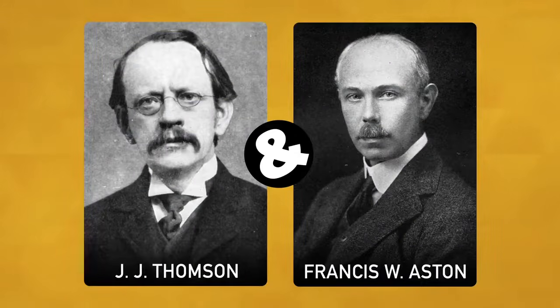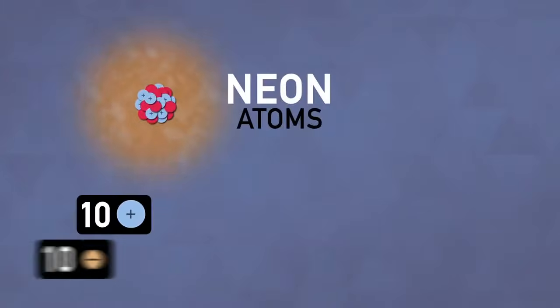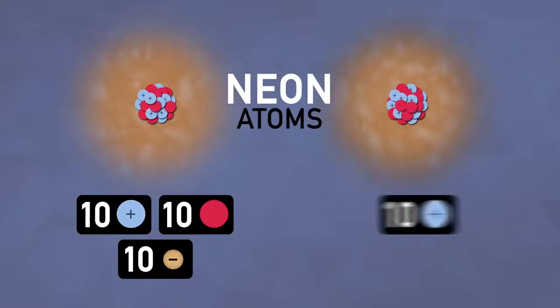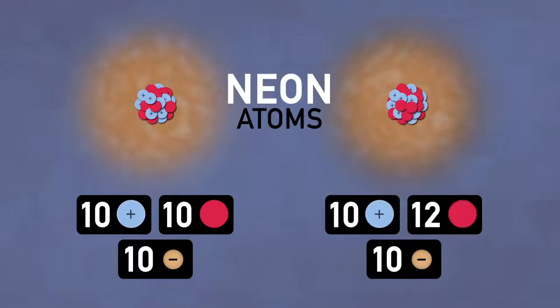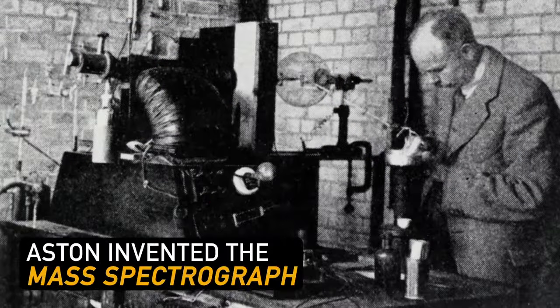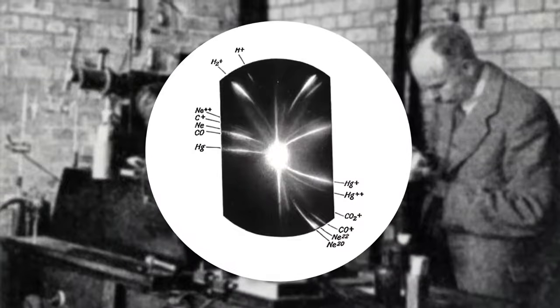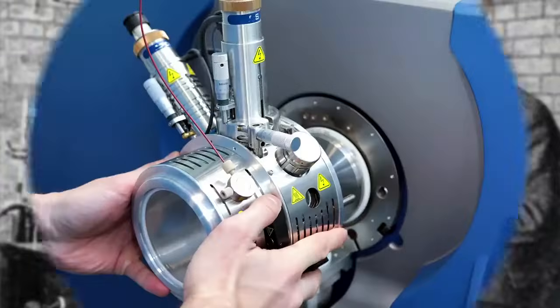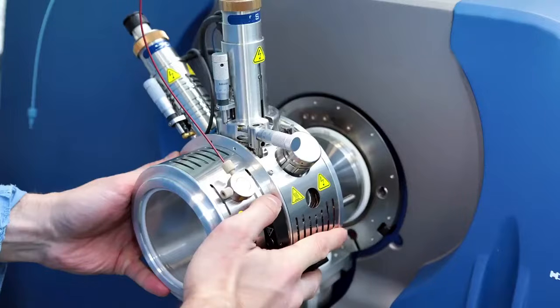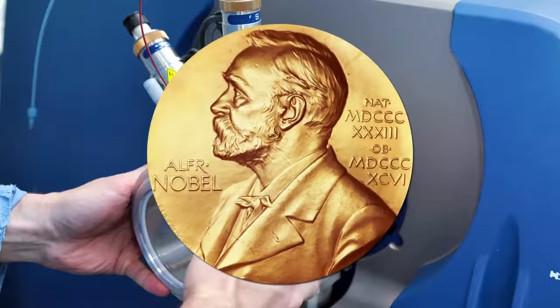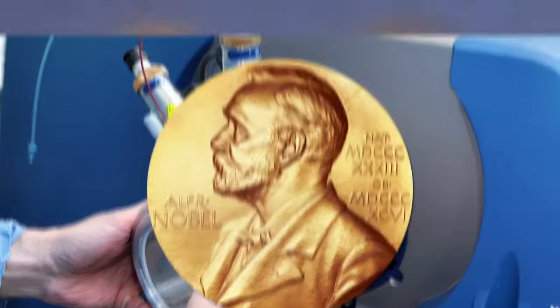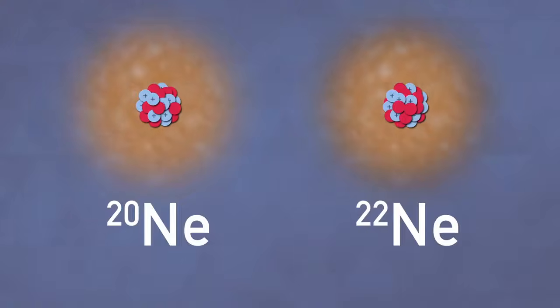Back in the early 1900s, the discoverer of the electron, J.J. Thomson, with the help of his student Francis W. Aston, identified two different types of neon atoms. One type with 10 protons, 10 electrons, and 10 neutrons, and then one with 10 protons, 10 electrons, and 12 neutrons. Aston went on to invent a groundbreaking machine that he called a mass spectrograph. Using this machine, Aston identified hundreds of other isotopes of other elements. The mass spectrometer is now used in labs all over the world, and Aston won the 1922 Nobel Prize in Chemistry for his work.